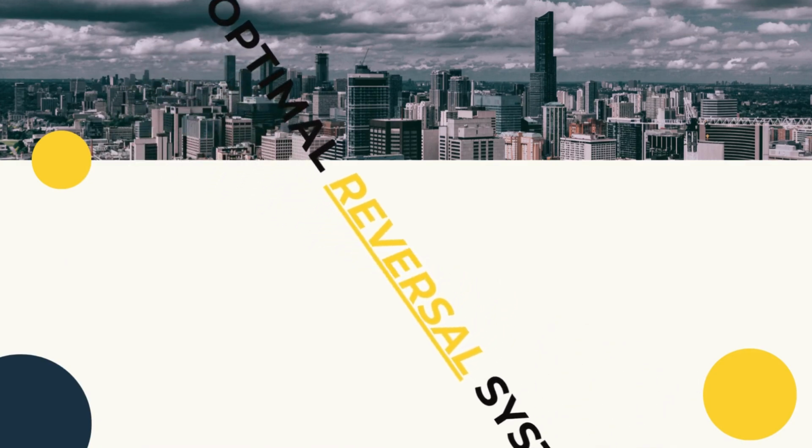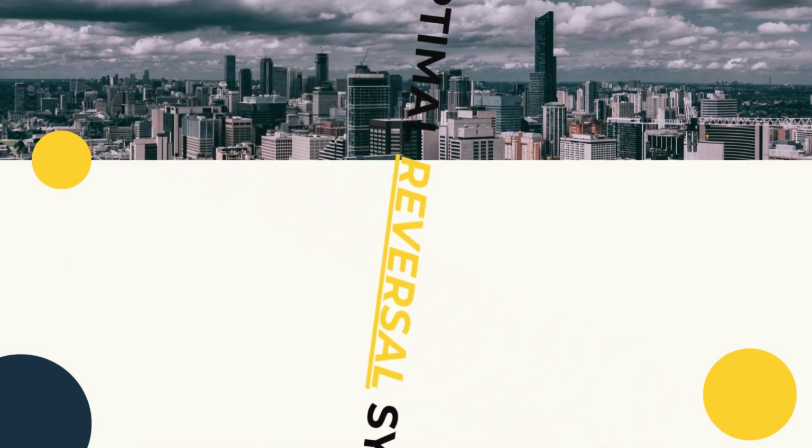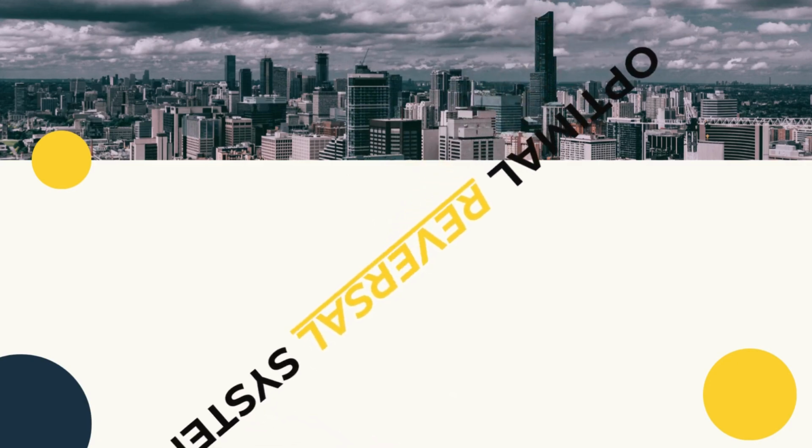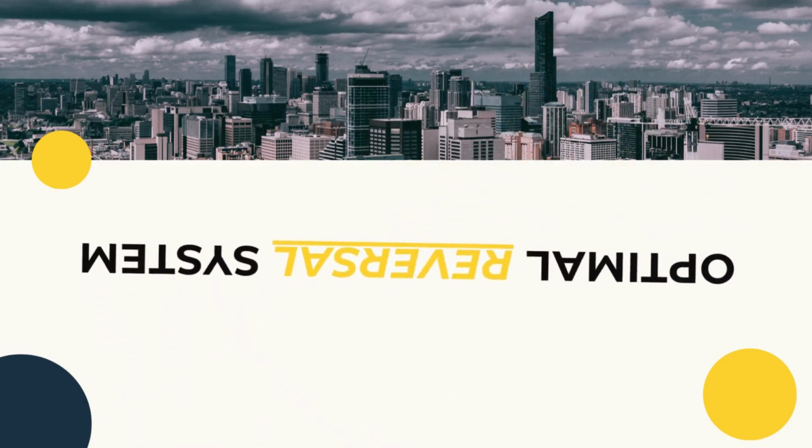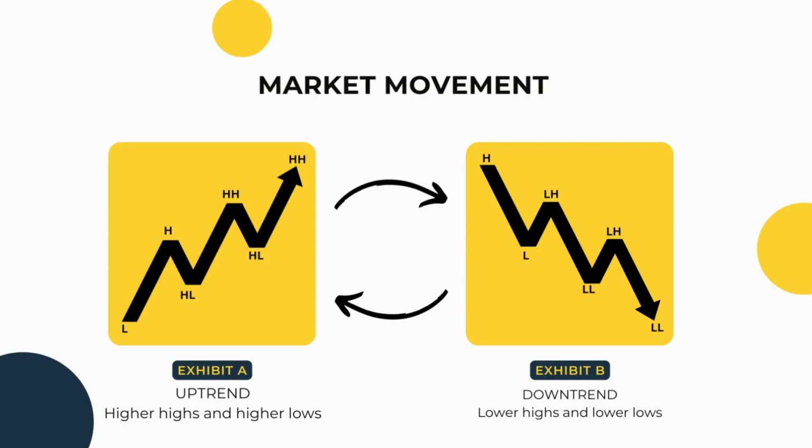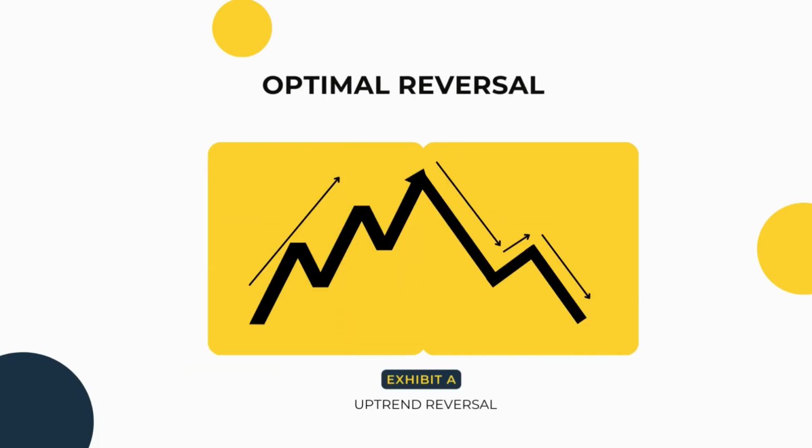In the name Optimal Reversal System, reversal is what's most important. As known, the market makes higher highs and higher lows, and lower highs and lower lows, impulses and corrections. For ORS, wait for the optimal reversal. To break this down into smaller bite-sized pieces, look at Exhibit A.